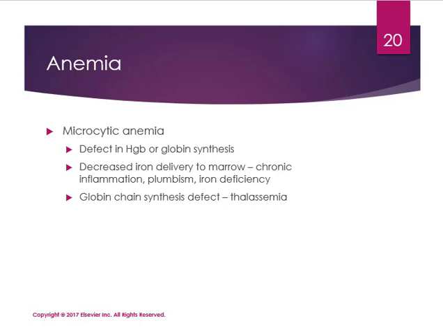So some more about iron deficiency. It's considered a microcytic anemia. The cells are small. Your MCV will be low. There can be a defect in the hemoglobin or the globin synthesis. We know that there can be decreased iron delivery to the marrow, and this can be caused by chronic inflammation or iron deficiency. And then we also know that there can be a defect in the globin chain synthesis, and that's seen with thalassemias.